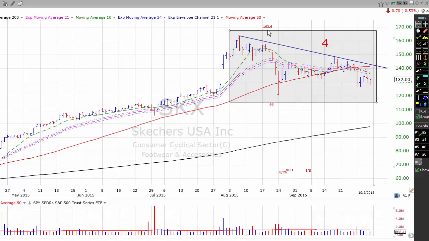The pivot point on Skechers would be 163.60, and Skechers gets a 68% checklist rating. You can buy Skechers on a break above this trend line, but I wouldn't want to buy Skechers on a break above the trend line unless it broke back above the 50-day moving average, which we show here in red.